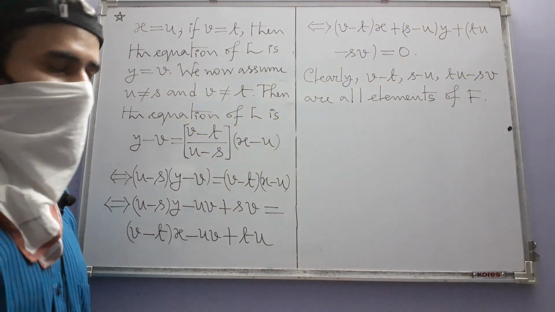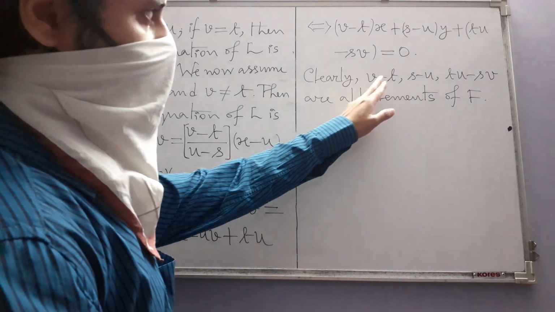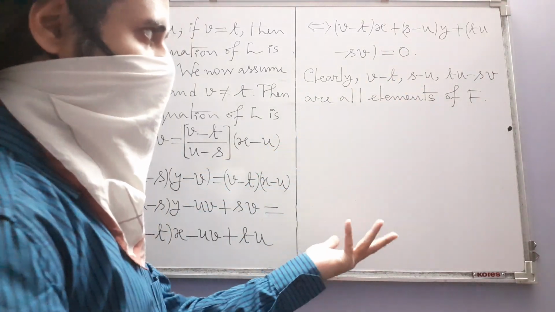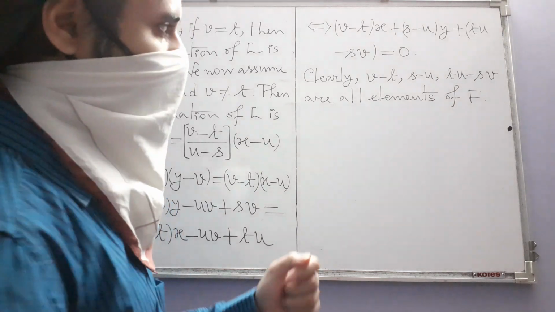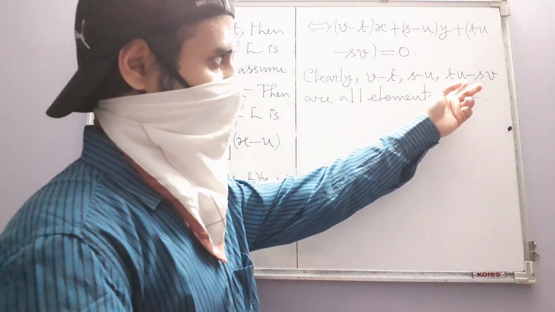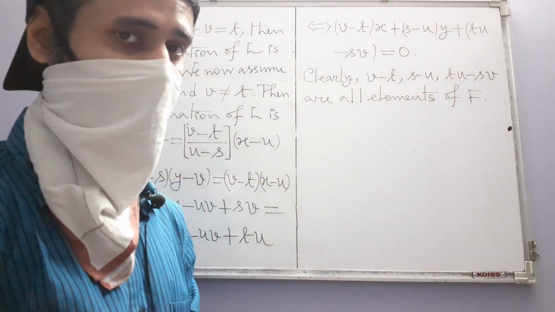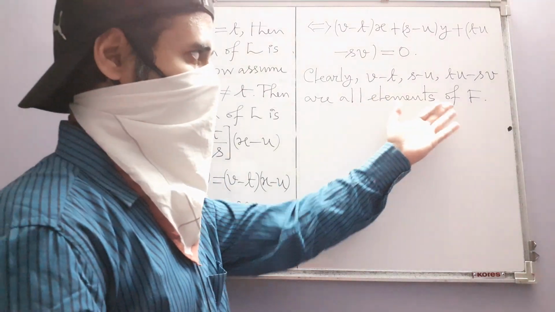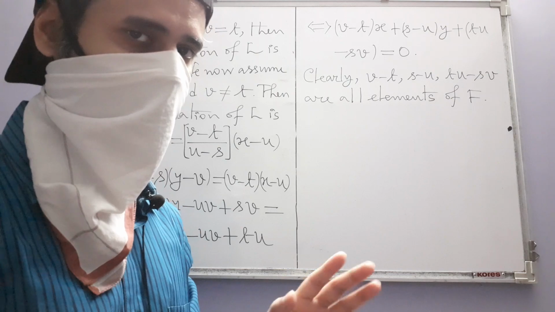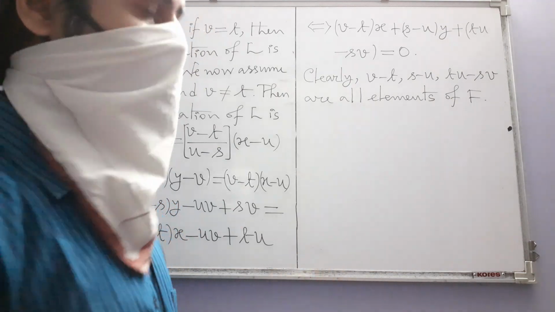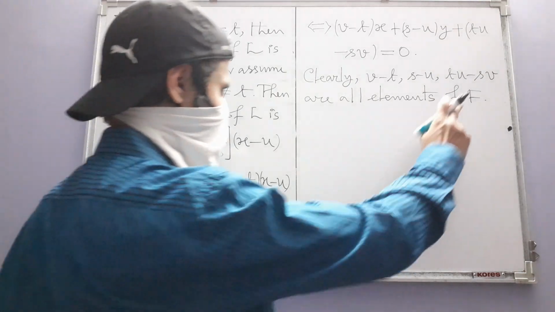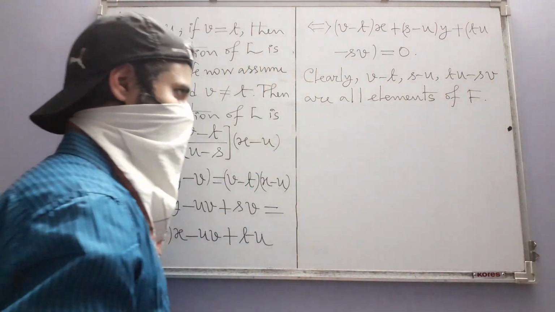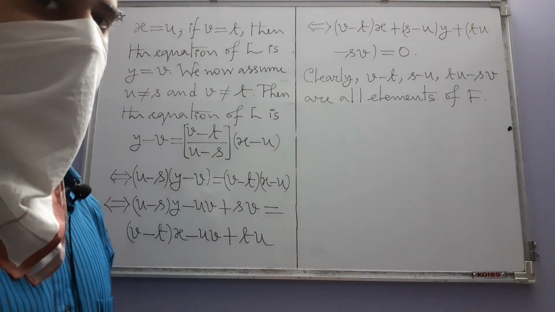That is because u, v, s, t, these are elements of the subfield F. So these real numbers are also going to be in F, and that comes from the fact that F is closed under the formation of sum, difference, product, quotient, all those things. And that's where the subfield nature of F comes into play.